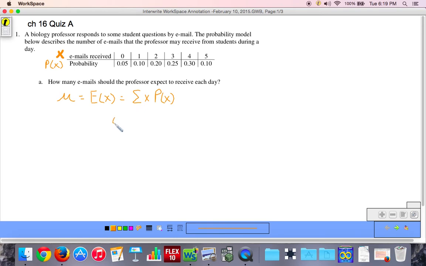So it'll be 0 times 0.05 plus 1 times 0.10 plus 2 times 0.20 plus 3 times 0.25 plus 4 times 0.30 plus 5 times 0.10. And if you add up all of these numbers, you should get an expected number of emails. And your expected value is 2.95 emails per day.